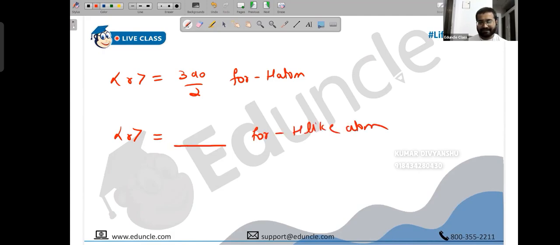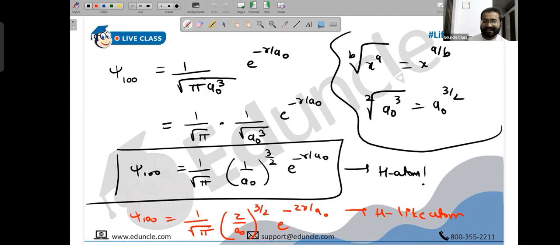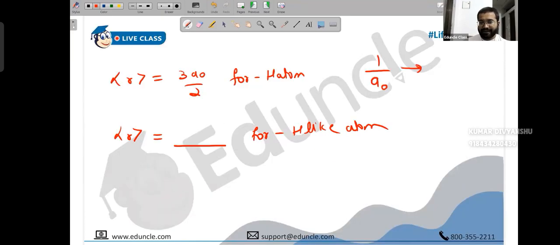A naught by Z. You can take this like Z upon a naught. All you have done here is replace 1 upon a naught with Z upon a naught. Here also you have replaced 1 upon a naught with Z upon a naught. Z is a constant, so just like a naught was constant, Z is also constant. So we have replaced 1 upon a naught with Z upon a naught. It means you have to replace a naught with a naught by Z.